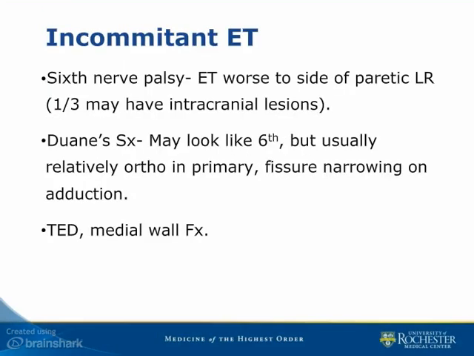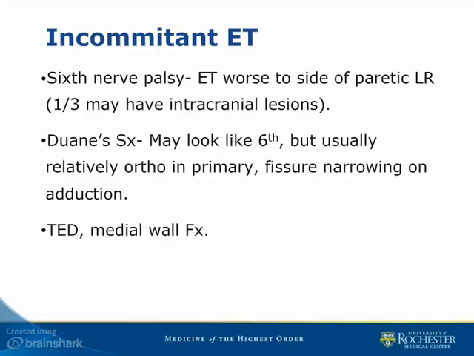Okay, the last section of the esotropia chapter in the book is incomitant esotropia, and we'll go over a little bit more of these in the special sections lecture. But briefly, the sixth nerve palsy, the esotropia is worst to the side of the paretic lateral rectus. A third of these in children may have intracranial lesions, so you might want to consider scanning them.